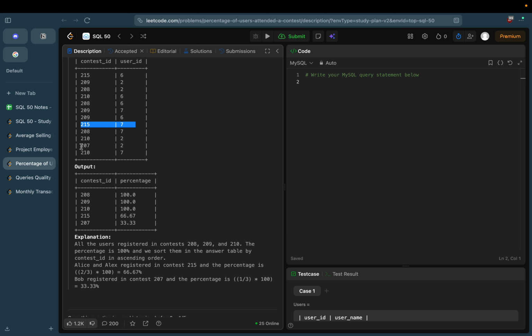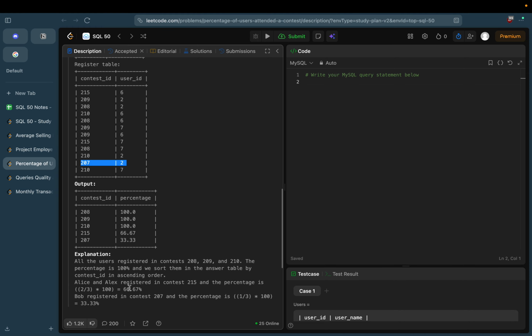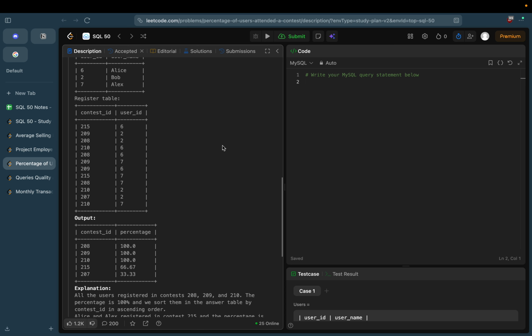Okay, so for 207 we only have a single row, no other rows, hence a 33.33%. Alright, cool. So another important thing to note over here is we are multiplying the result by 100. We need to take that into our consideration as well. Let's write the result for this.